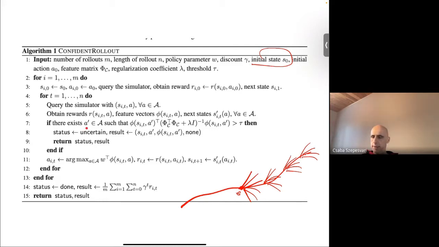So if there is an action such that we are surprised at this tau level, then the status is not going to be done. It's going to be that, oh no, we are surprised, we got caught off guard. And we're going to return the corresponding state and the action and the feature vector to expand the core set. So whenever you're surprised, you just remember that, oh, I got surprised here. So I need to add this to my central memory of what I need to pay attention to. So you're gradually building this core set.